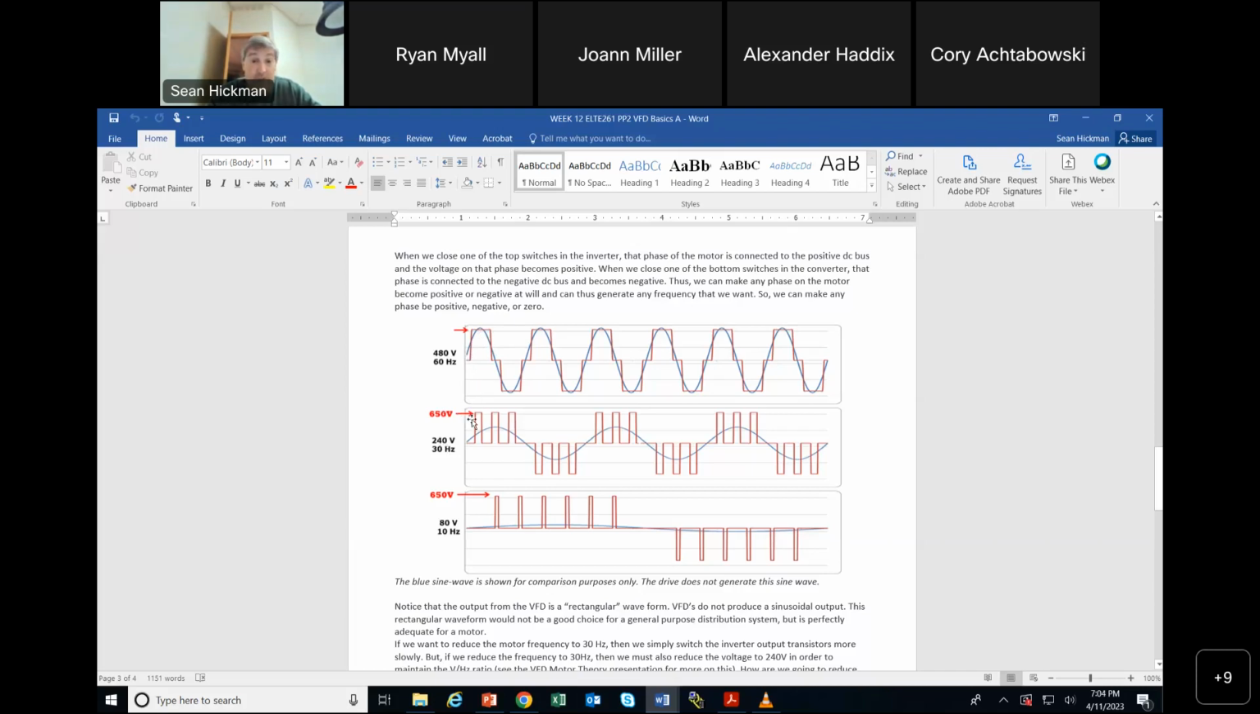And so your 650 gets pulsed differently here. You don't pulse it as long, as frequently. And then this wave comes down a little bit. It's 240 volts, 30 hertz. Or if you could pulse it real short here, 80 volts, and it would come across as being 10 hertz. This wave is not moving as much.